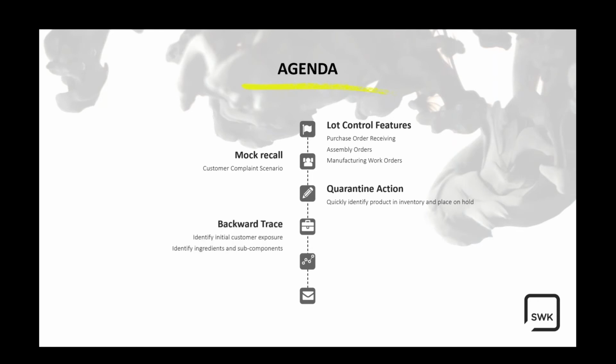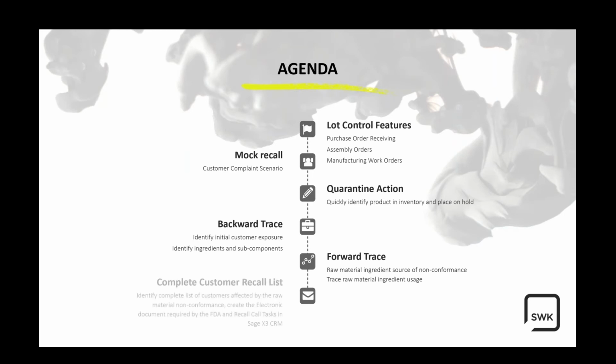We will do a backward trace based on the customer information they gave us, find out what ingredients were in there, hopefully identify the ingredient that is the cause of the problem, in which case we'll do a forward trace and make sure that we can capture all finished goods that ingredient might have been used in and all the customers that might have received product with that ingredient in. Why is that important? Because we're going to have to create a customer recall list.